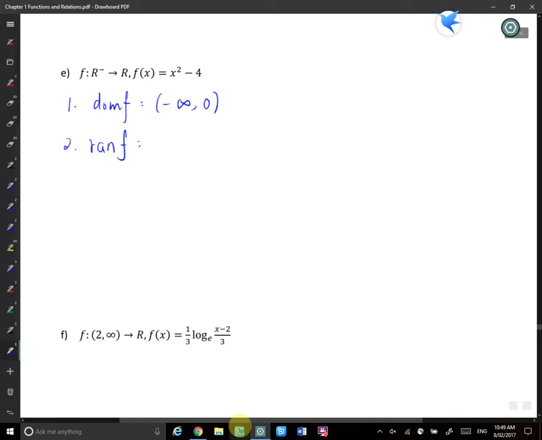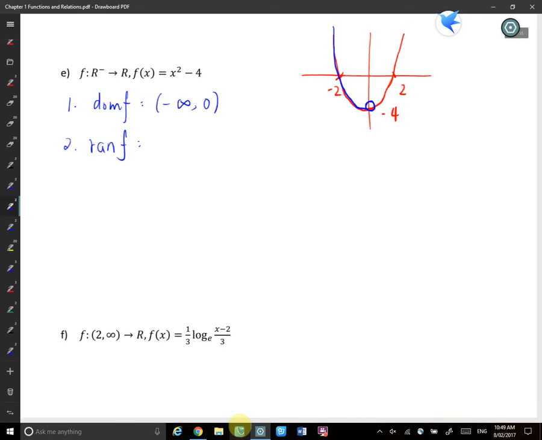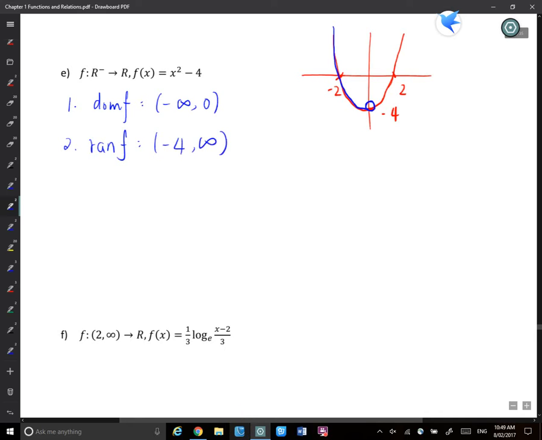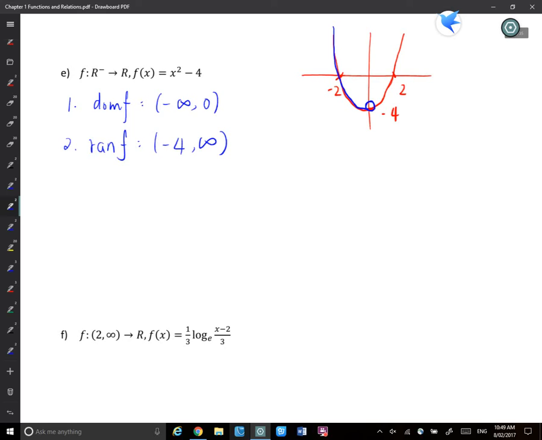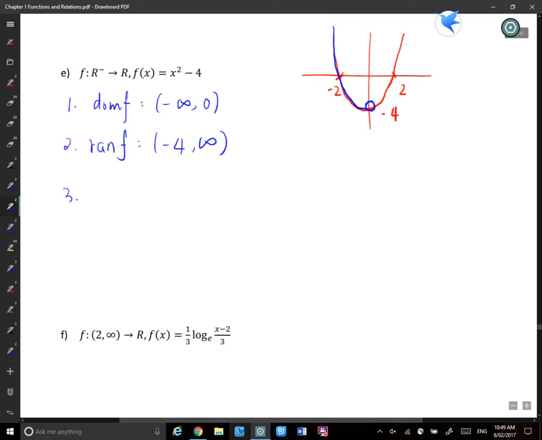Okay, so if we sketch x squared minus 4, the graph will look like this. That is the point negative 2, that's the point 2, that's the point negative 4. And I'm taking negative infinity to 0. That will be the left-hand side of the graph, not including this point. That's an open circle. So the range of f will be negative 4 to infinity. The lowest value is negative 4, but not including negative 4 because you cannot take x equals 0, to infinity.